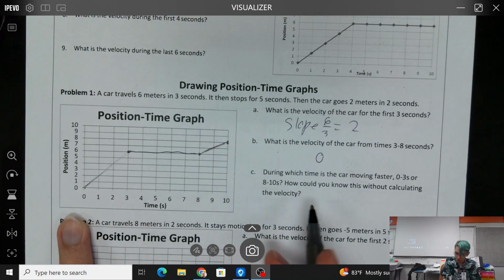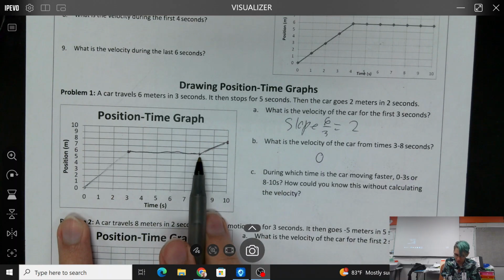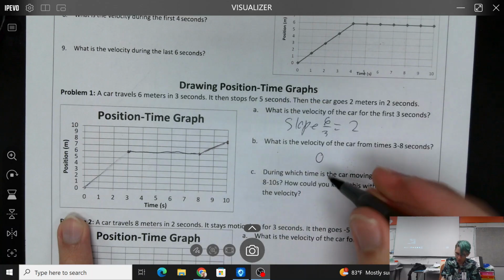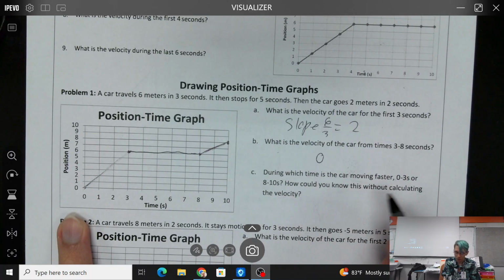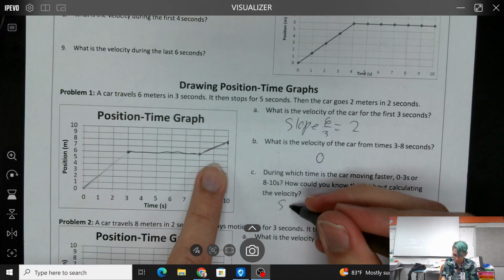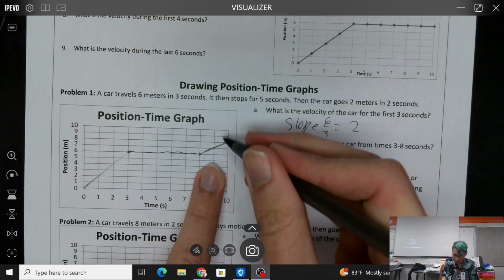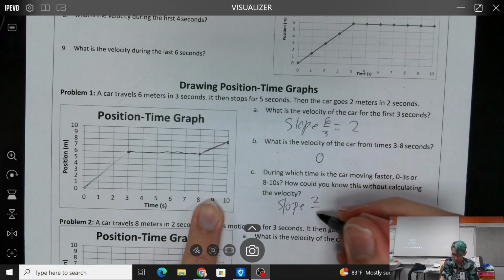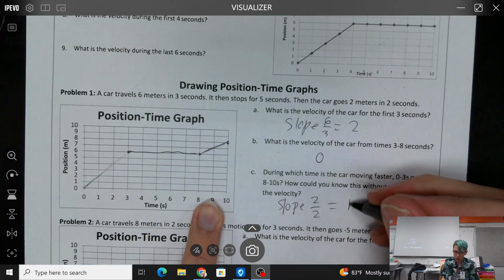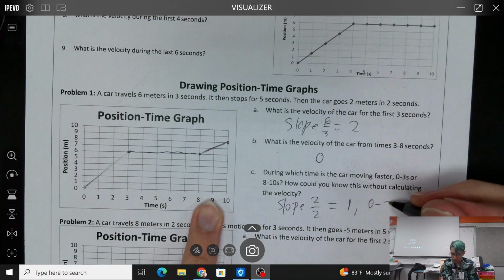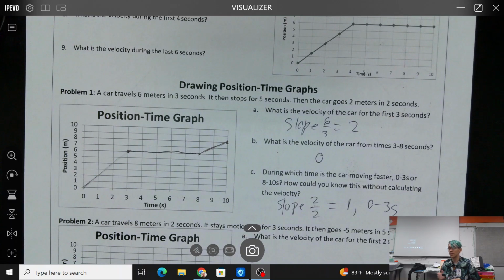And then during which time interval are these moving faster? On this one, we can see that it's also going 2 over 2. Let's talk about our slope there. We can do this without calculating by comparing the steepness, but we can also just calculate the slope of this area. We're going 2 meters in 2 seconds. Rise and run. Which one's greater? And we got it. Practice these, check it against the key.